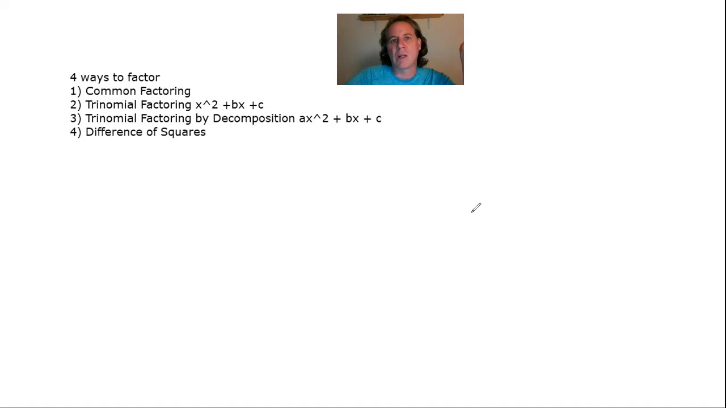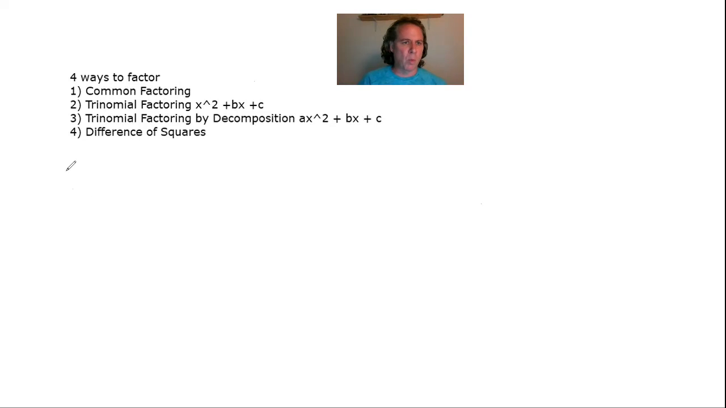So trinomial factoring, if there's no number in front of the x squared term, or it's of the form x squared plus bx plus c, there's a fairly simple trinomial factoring. If there is a number in front of the x squared, like 3x squared plus 2x minus 7, then we have to do factoring by decomposition, which has one or two more steps. And finally, there's the difference of squares. If we have a binomial where it's two perfect squares and you're subtracting them, there's a negative sign between them, then we can do a difference of squares. So let's just do a quick example of each.